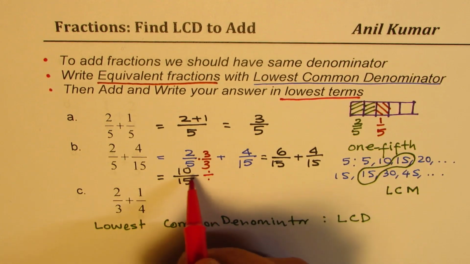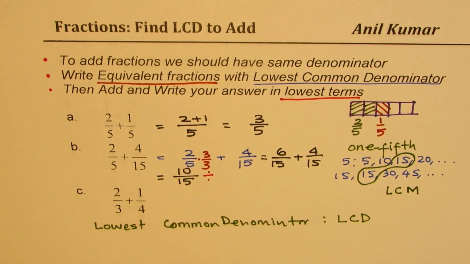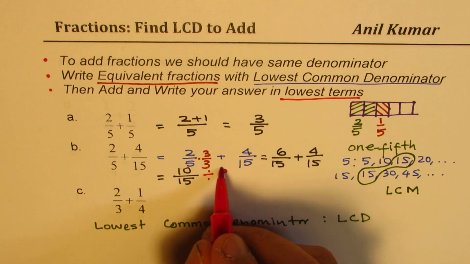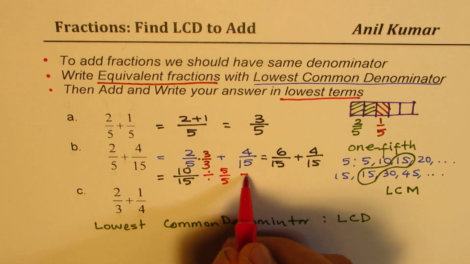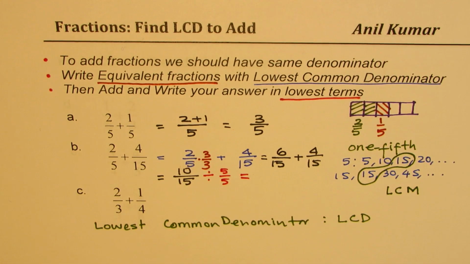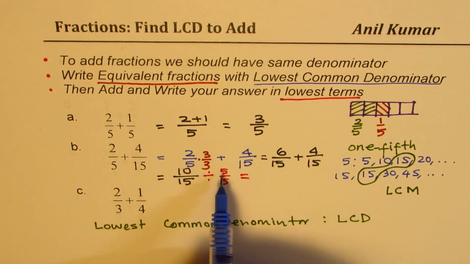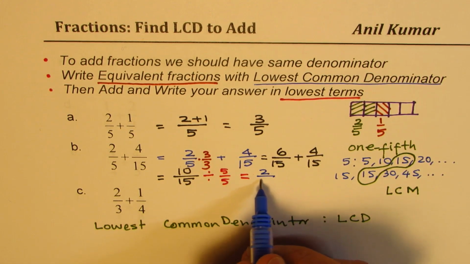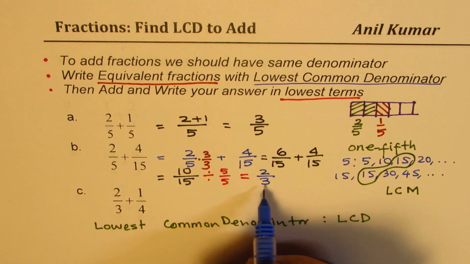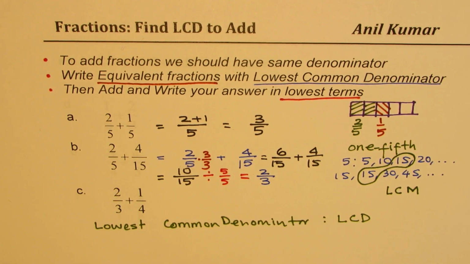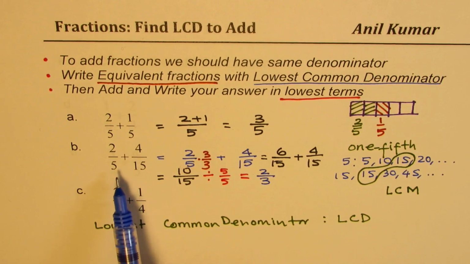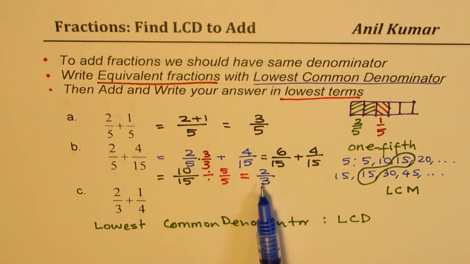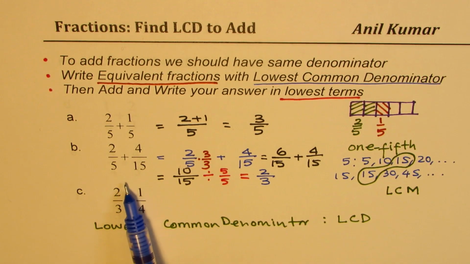I could divide this by, what is the common factor? 5. So I could divide both by 5, correct? So what we get here is 10 divided by 5 is 2, and 15 divided by 5 is 3. So we get 2 over 3, which is the best answer for the given question. You understand? So these are the steps involved to add fractions.